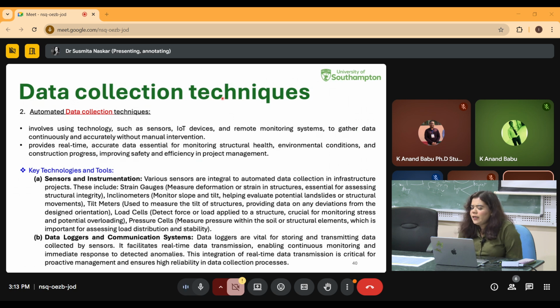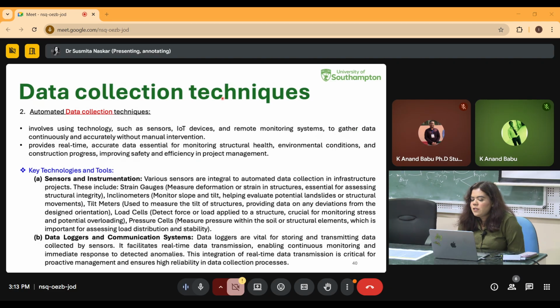One of the very important, user-friendly, and mainly used ones, I think we all know, is sensors and instrumentation. Among those, strain gauges help us understand the deformation or strain in a structure, which we use to assess structural integrity. Another kind of sensor we use a lot for structural health monitoring is the inclinometer or tilt meter, which helps us track the slope or tilt, and that helps with landslides and structural movement.